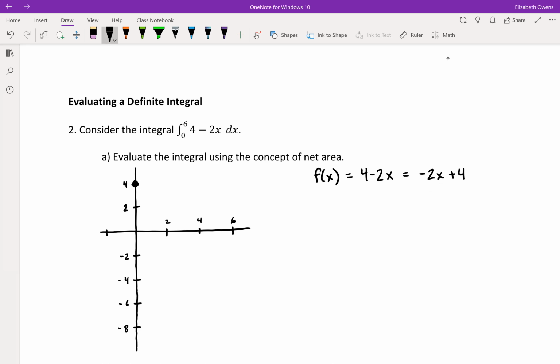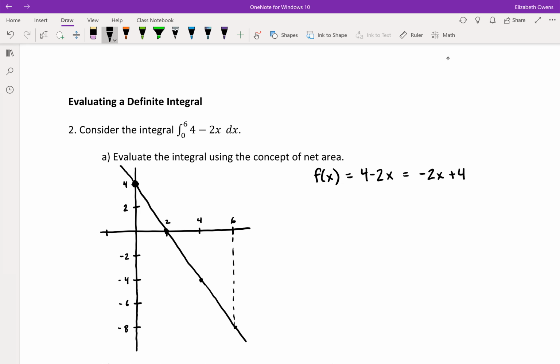Okay, so we'd have a line going through these points that I just put, something like this. So there's our function. And now we want to integrate that from 0 to 6. Okay, so 0 would be right on the axis here, and then to 6.